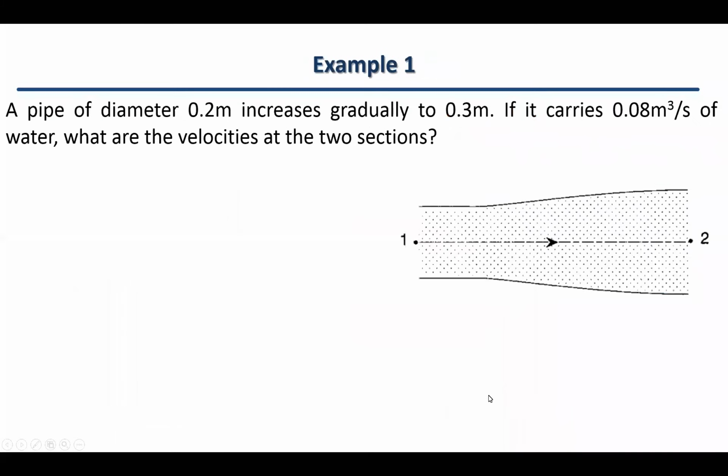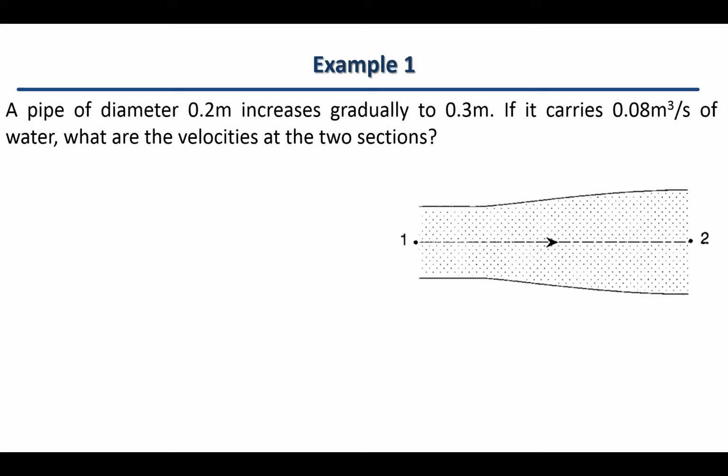Let's go with one simple example. Assume we have a pipe with a diameter of 0.2 meters that increases gradually to 0.3 meters from section 1 to section 2. If the pipe carries a discharge of 0.08 cubic meters per second of water, the question here is: what are the velocities at the 2 cross sections?